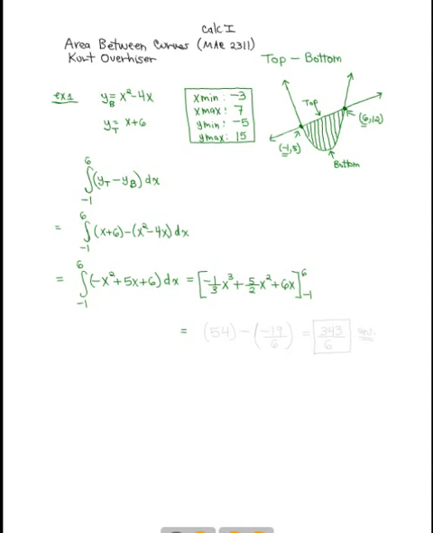And when we plug our limits of integration in, when you plug 6 into the antiderivative, you get 54. And then we're going to subtract from that the bottom limit once you plug it into the antiderivative. And when you plug in the bottom limit, you get negative 19 divided by 6. And so when you do that calculation, you get the final answer, 343 divided by 6.